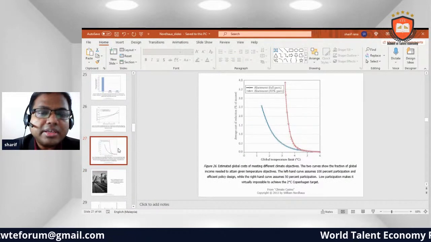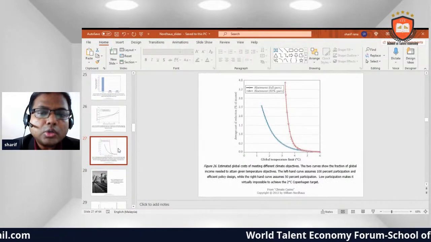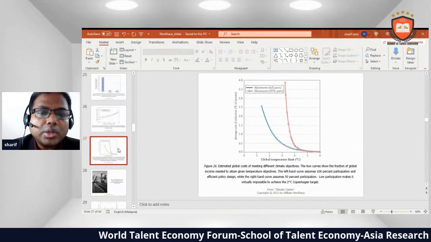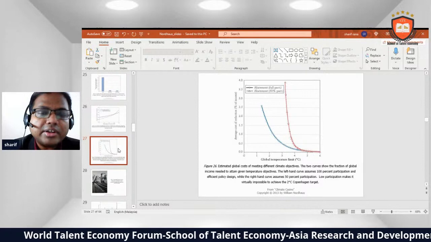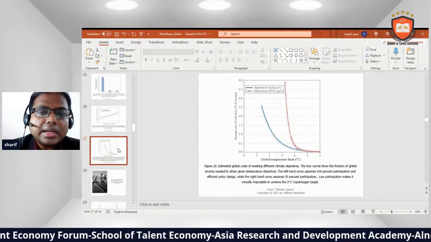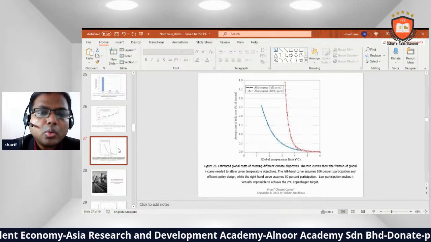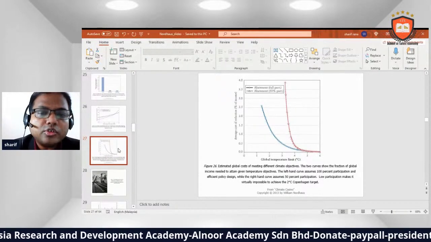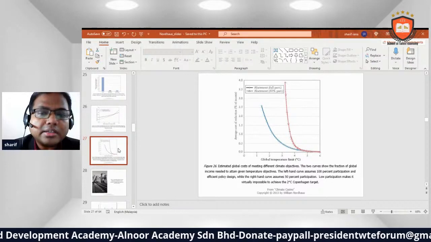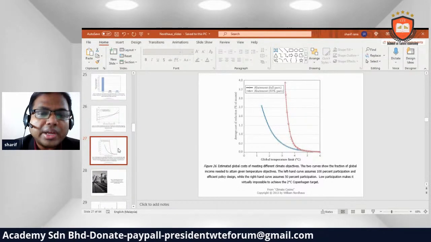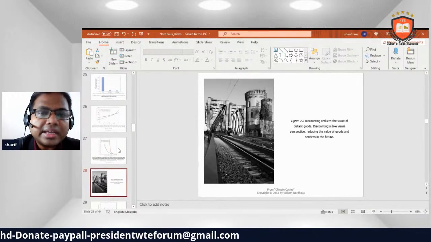Estimates of the cost of meeting different climate objectives. The two curves show the function of the global income needed to gain a given temperature objective. The left hand curve assumes 100% participation and effective policy design, while the right hand curve assumes 50% participation. Low participation makes it virtually impossible to achieve the 2-degree Copenhagen target.